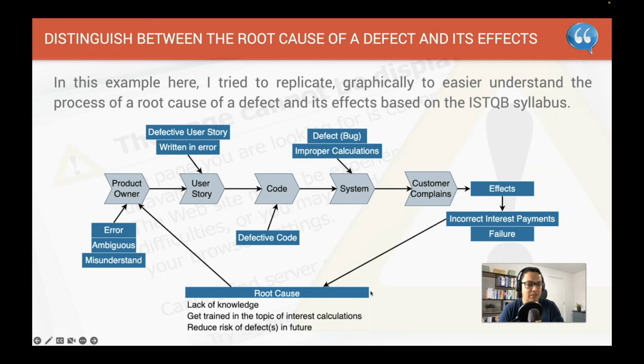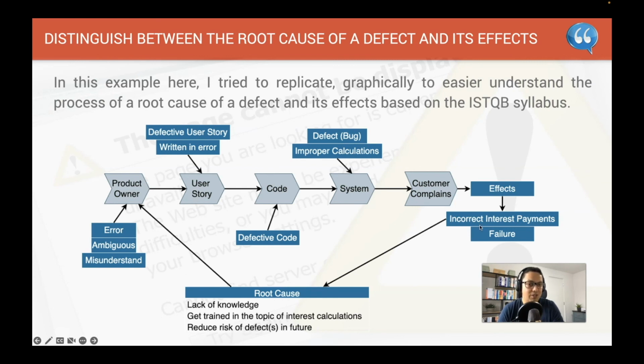Okay, as part of the completion report after everything's complete, lessons learned, everybody gets together, discusses and says, well, what was the root cause of it? And then you go back to the beginning, you look for any lack of knowledge. Does someone need to get trained in the topic of interest calculation? Were the interviews and the workshops not appropriate? Try to improve these for future requirements gathering to reduce the risk of defects in the future from the beginning. Don't wait until it goes all the way down to find it in production.